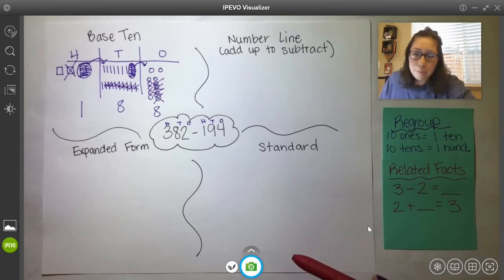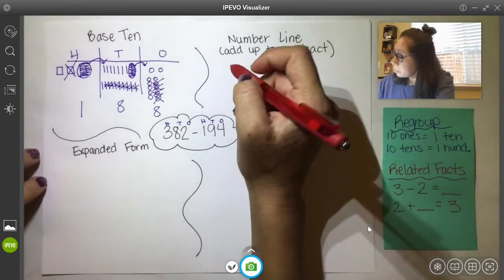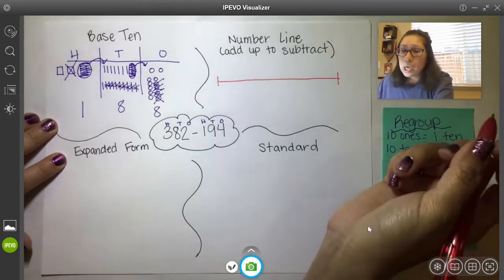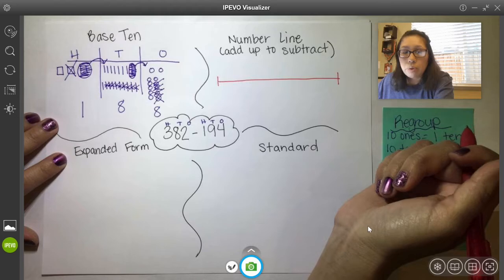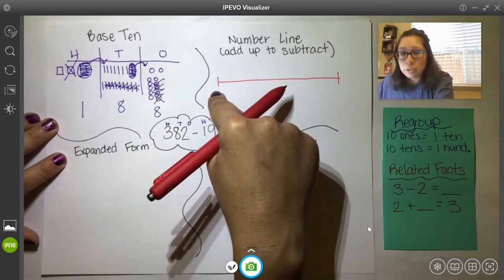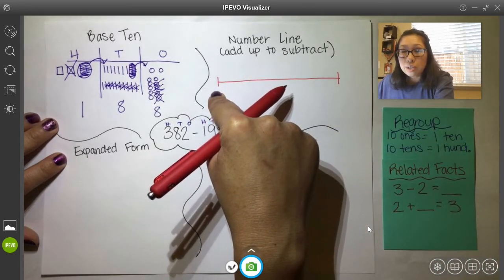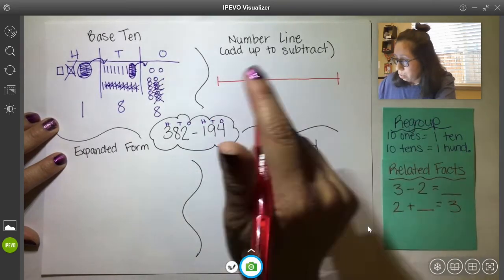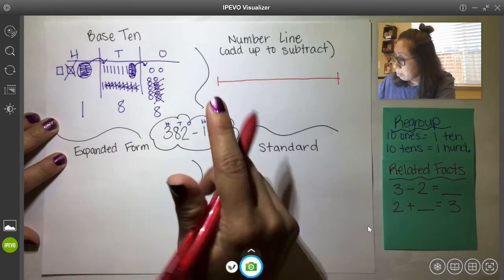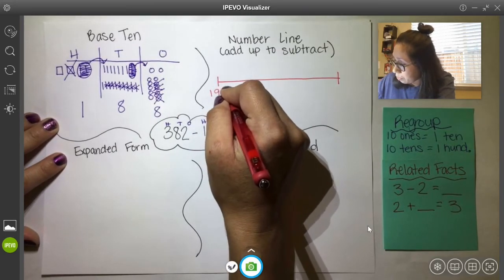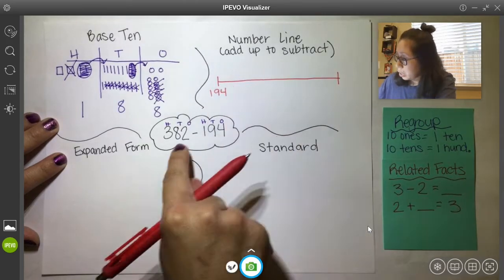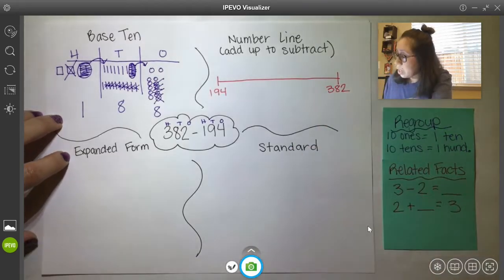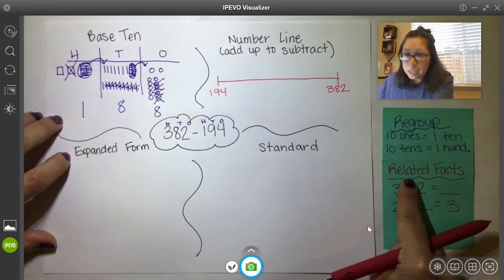Next, we're going to try the number line strategy. So I'm going to draw out my number line. And when we are subtracting using a number line, what we need to do is start our number line with the number with the least value and end our number line with the number with the greatest value. So the smallest number is 194, and that's going to be my starting point, and the largest number is 382.